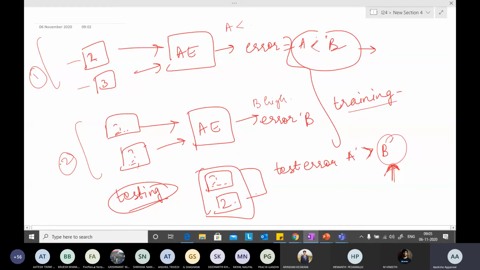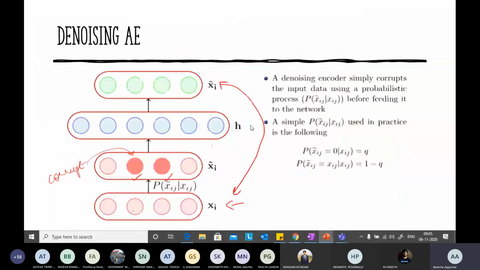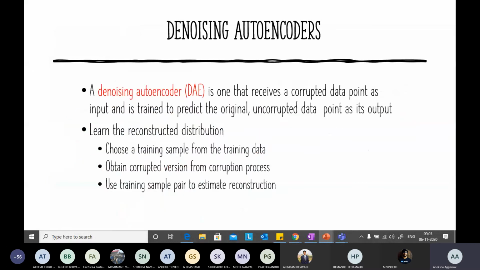So this is overfitting. This second model is reducing the overfitting, because here training error was high and testing error was low. This is overfitting in general scenarios, we know that. So this is reduced by denoising. This is the idea behind adding some noise in the input image or whatever data we have. So a denoising autoencoder is one that receives the corrupted data point as input and is trained to predict the original uncorrupted data. Finally, it reconstructs the image which has no noise. Okay, so this is denoising.